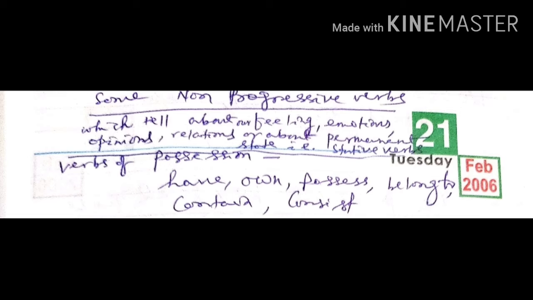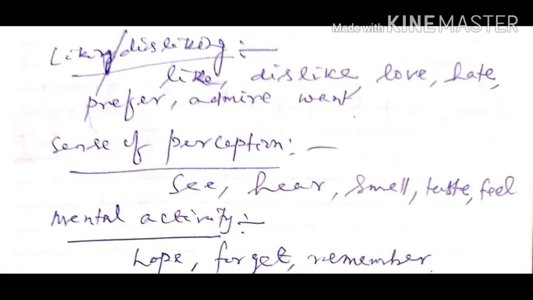There are certain non-progressive verbs which do not take the ing form to express the continuity of action. These verbs tell about our feelings, emotions, opinions, relations, or about permanent state. These verbs are called stative verbs. The verbs of position like have, own, possess, belong to, contain, consist, etc.